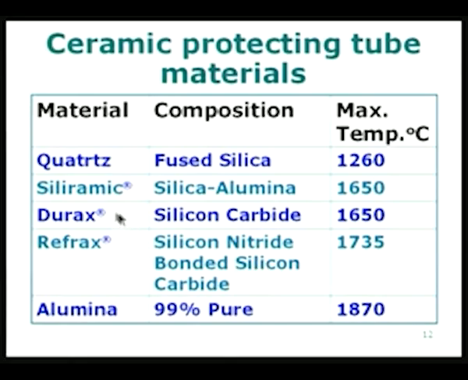These are materials which are used for very high temperature work. These are actually ceramic protecting tubes. Sometimes even metal tubes can be used with a ceramic in between the metal and the wire which we want to insulate.